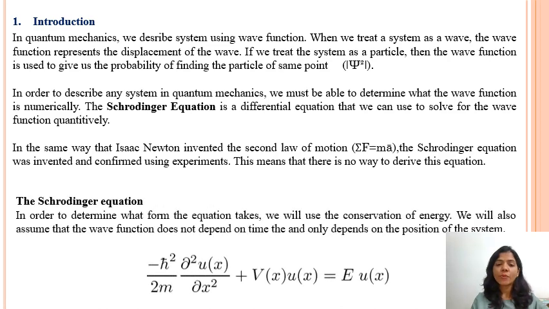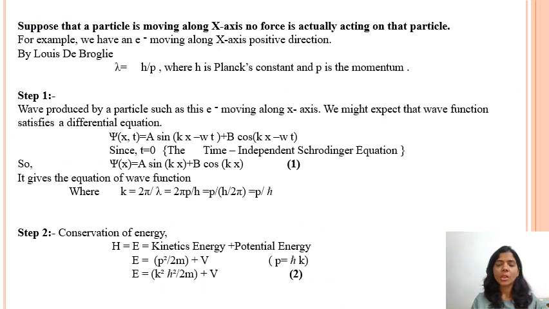In order to determine what form the equation takes, we will use the conservation of energy. We will also assume that the wave function does not depend on time and only depends on the position of the system. Suppose that a particle is moving in the x direction, and no force is actually acting on the particle. For example, we have an electron moving along the positive x direction. By Louis de Broglie's principle, lambda equal to h upon p, where h is Planck's constant and p is the momentum.